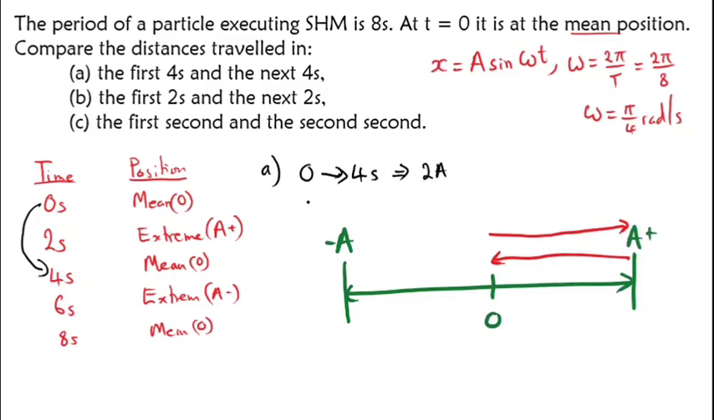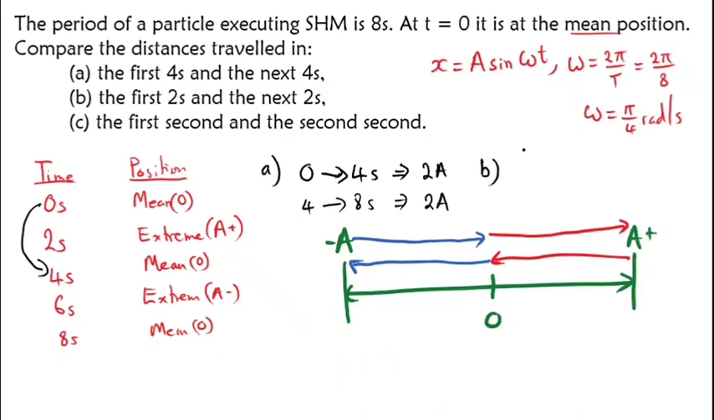Then in the next 4 seconds, that is from the 4th second to the 8th second, at the 4th second it's at the mean position. So it moves from here to here, A, then from this to this, another A. So that also gives us 2A. The question just said compare the distances. So clearly you can see that the distances in the first 4 seconds and in the next 4 seconds are the same.